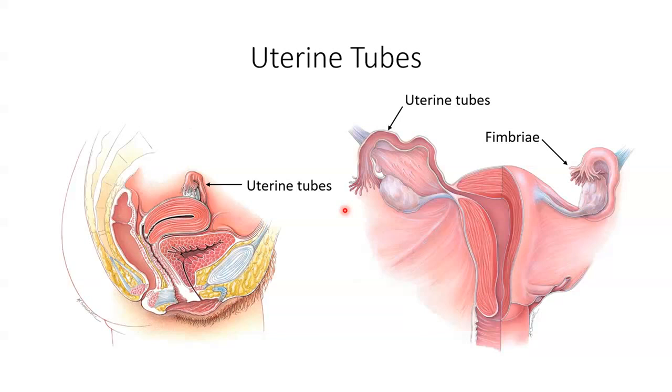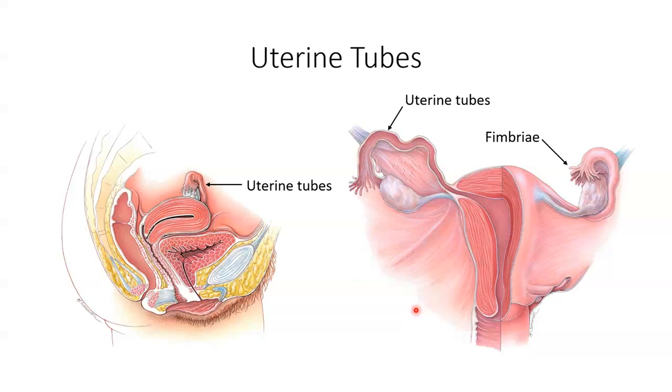These currents sweep the ovulated secondary oocyte into the uterine tube. So we have the follicles in our ovary here. We expel that secondary oocyte. Movement from these fimbriae will actually cause movement or currents in the interstitial fluid, and it will sweep that oocyte into our uterine tube.